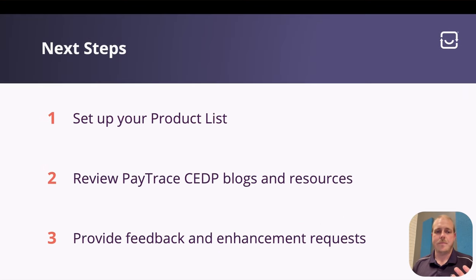So with that said, some next steps. Number one, set up your product list. Log into your PayTrace account. Go to that account drop-down menu, select Enhanced Data, and start plugging in some products, right? Put in your merchant tax ID, whether or not you're tax exempt, and then go from there.